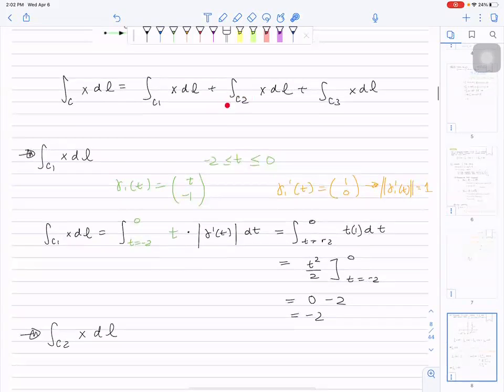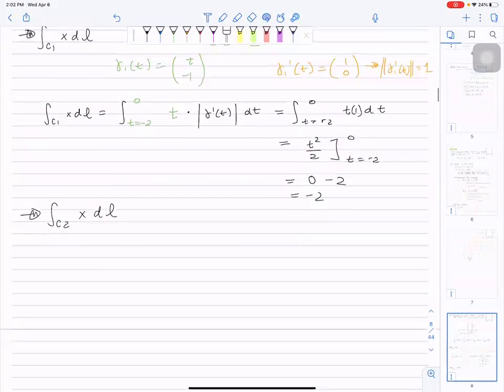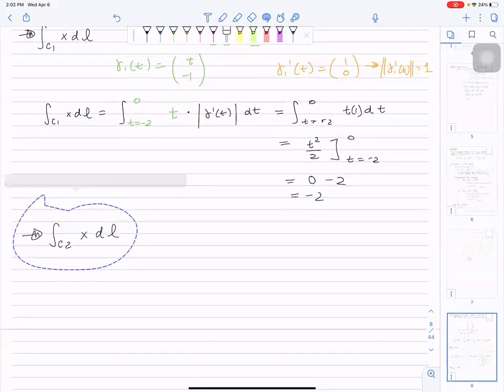Okay, let's try C2. What should I use for my parameterization for this? This example is nice because they already gave you a formula. So what's a trick that we could use? Yep. So t and t cubed minus 1.